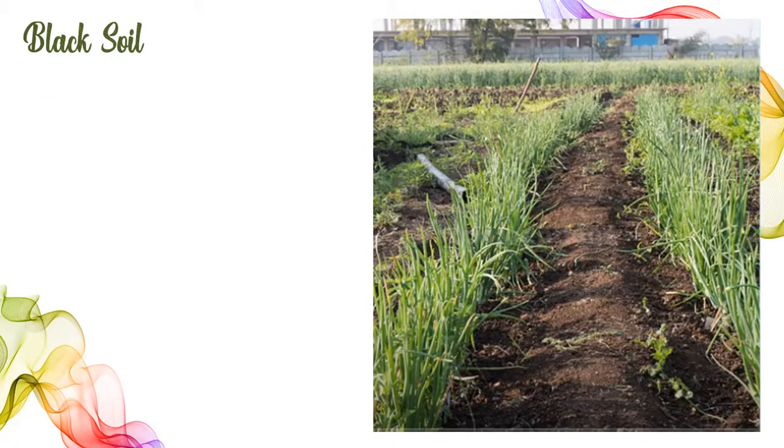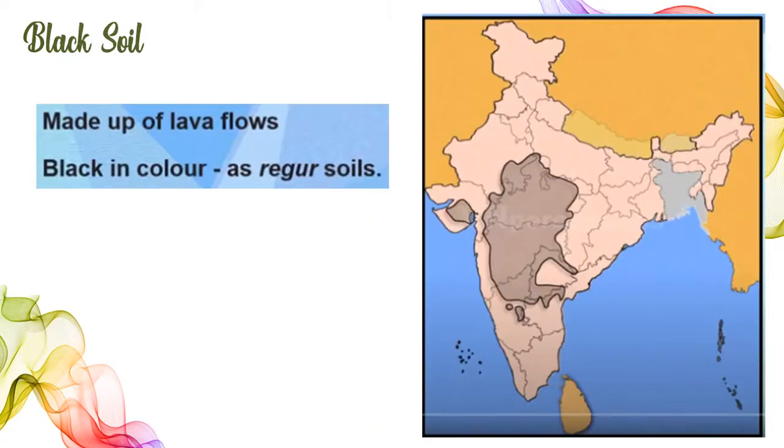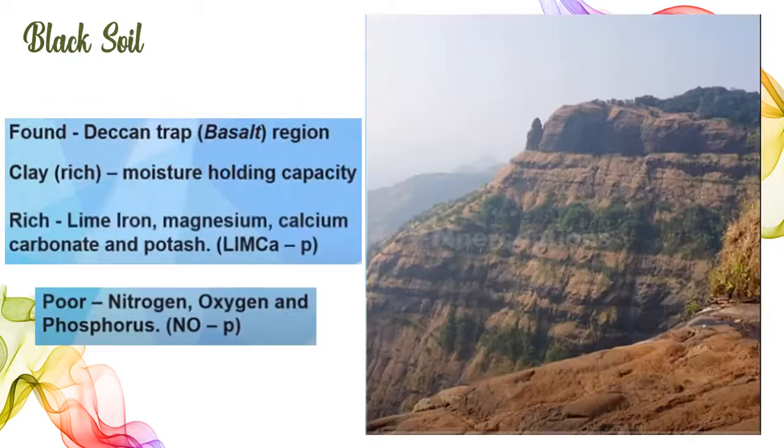Black soils. Black soil is also called regur soil. Black soil is ideal for growing cotton and is known as black cotton soil. Students, here you can see the extent of black soil in India. This black soil is found in the Deccan Trap, that is the basalt region. Deccan Trap means the soil is trapped in layers, which you can see in this picture.